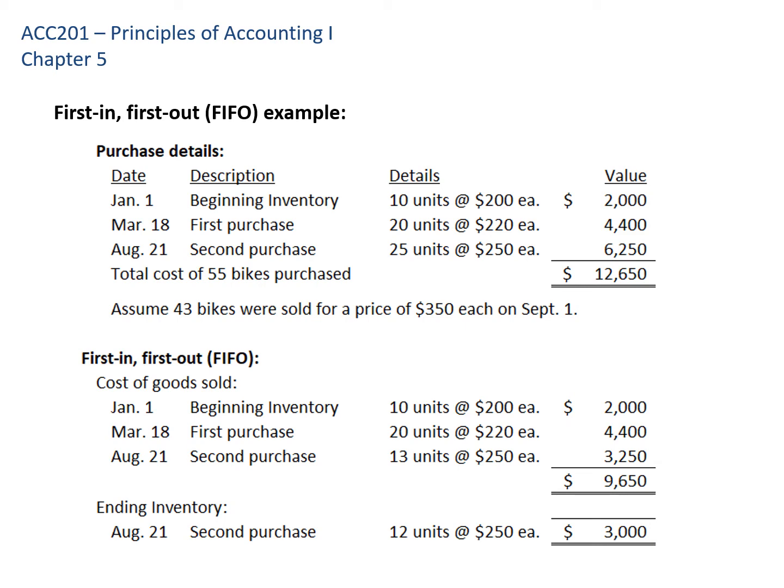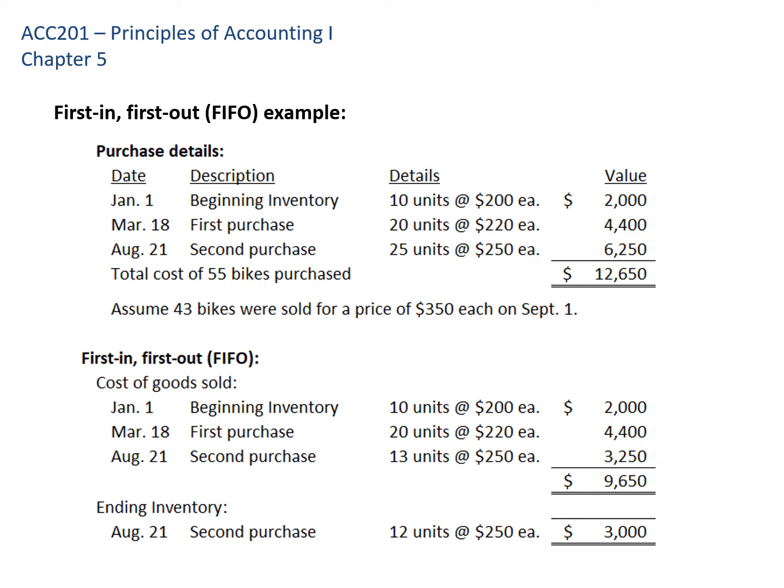So I've got a total of 55 bikes that I purchased, total cost of $12,650. Now let's assume I sell 43 bikes on September 1st for $350 each, okay? Well, I'm going to give customers the oldest stuff first. And again, this is the cost flow assumption. The physical flow doesn't have to be the same. But let's just, for illustrative purpose, assume that it is.